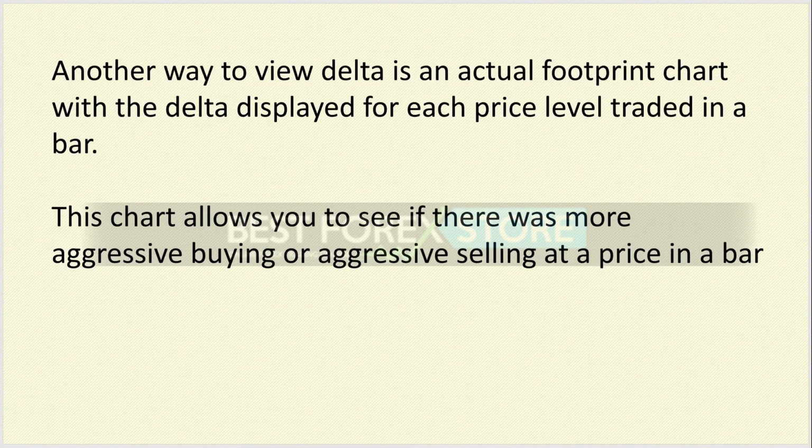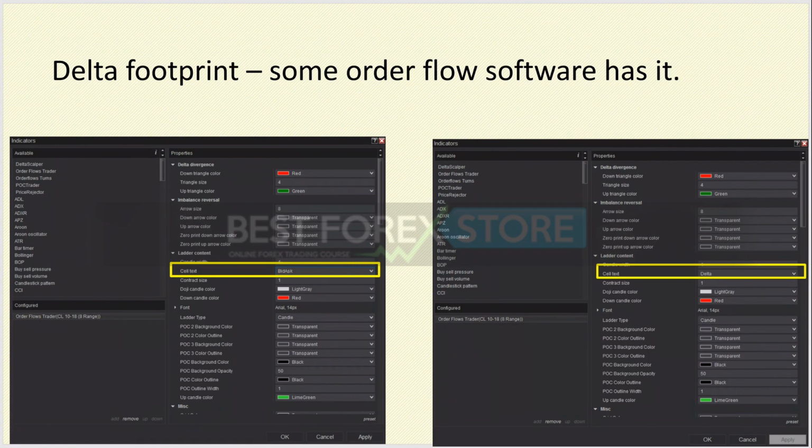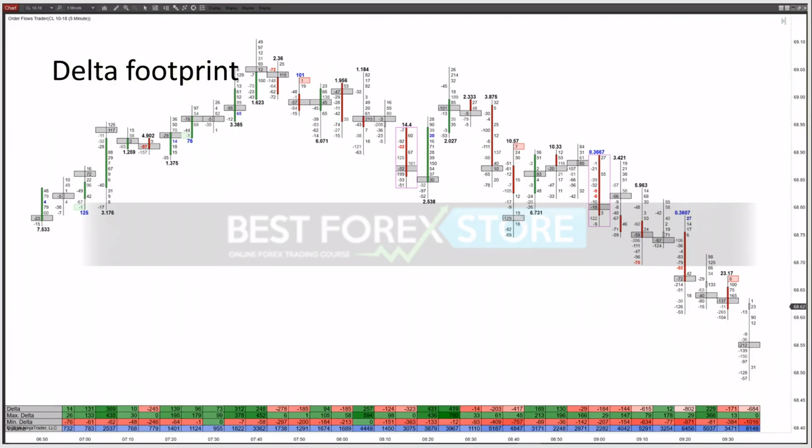Now, there are other ways to use delta on a chart, and another way to view delta is an actual footprint chart with the delta displayed for each price level in a bar. And this chart's going to allow you to see if there's more aggressive buying or selling at a price in a bar. Now, for users of my software, I don't know how it works with other software, but with my software, you can change it from your normal bid-ask data, your normal volume footprint chart, to the delta. And you go into the ladder content, you change it to delta. And how it's going to look is it looks like this.